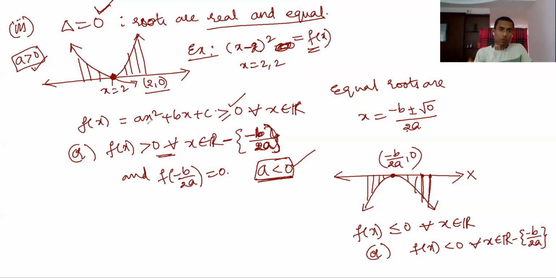If a is positive, f of x is positive for all real numbers except minus b by 2a, where its value is 0, because minus b by 2a is the root. Similarly, if a is negative, f of x is negative for all real numbers except that one value. This is a very important concept. We explained it through the graph; now we are going to explain it theoretically.